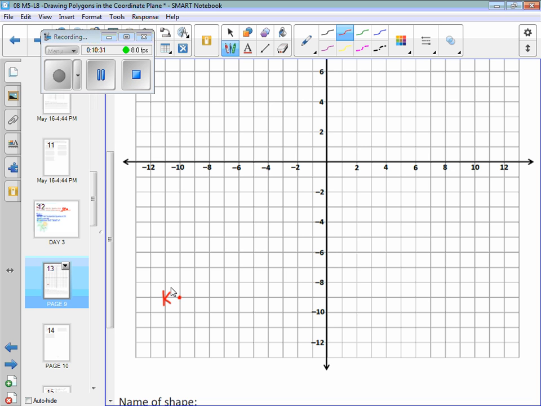Make sure you're in quadrant 3. L is -8, -2. M is -3, -6. And N, which some people don't see, but it's -7 and -6. Okay.